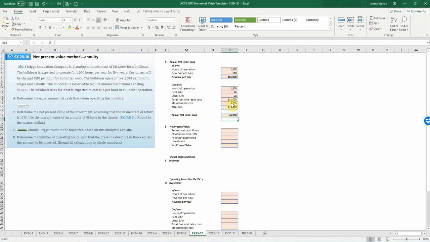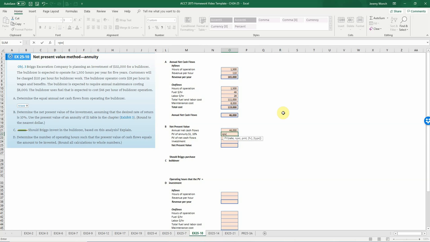Then in part B, it wants us to determine the net present value, assuming the desired rate of return is 10%. So we have annual net cash flows of 46,000, and then the present value factors, we can either go look it up in the table, which no one does ever, or we can use Excel like a normal person to determine our present value rate.